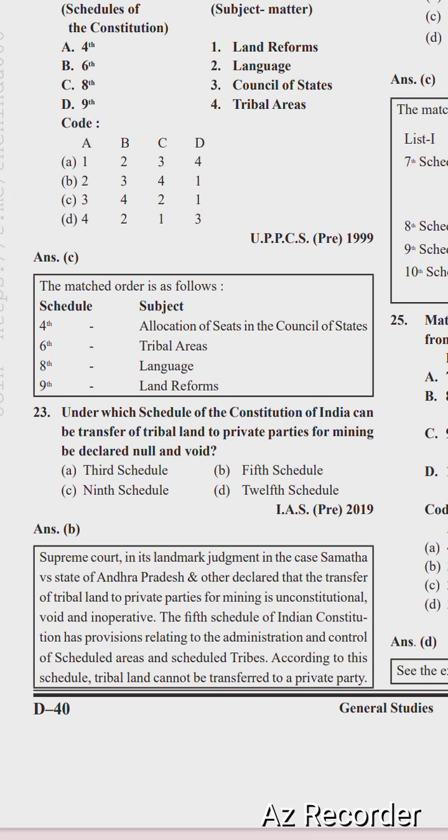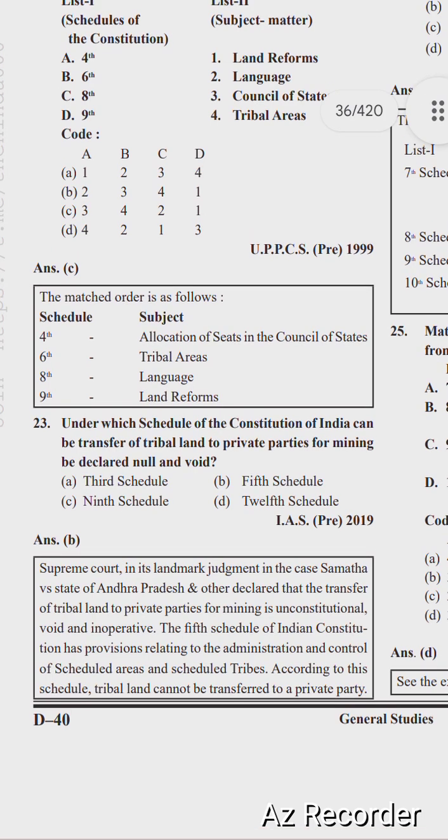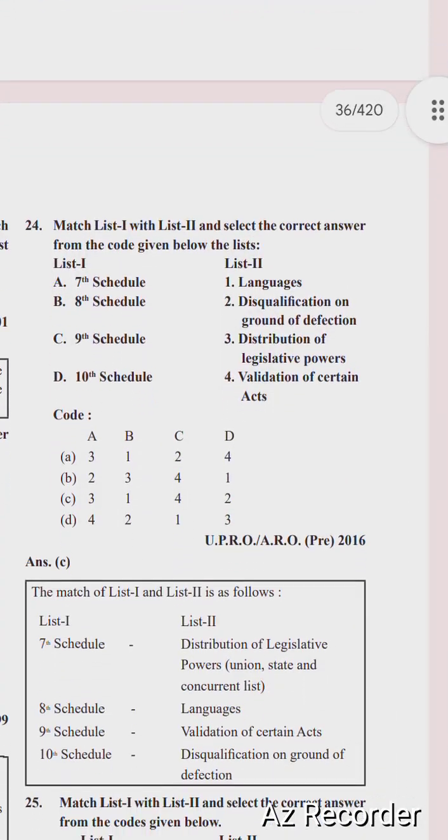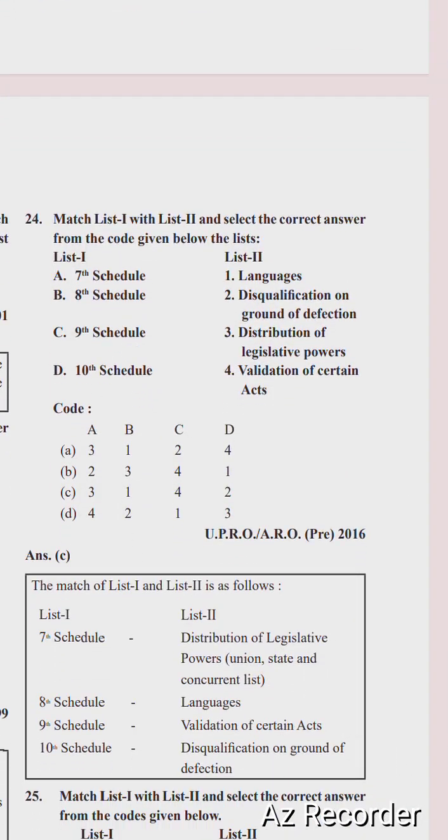The Supreme Court, in its landmark judgment in the case of Samatha vs State of Andhra Pradesh and others, declared that the transfer of tribal land to private parties for mining is unconstitutional, void, and inoperative. The 5th schedule of the Indian Constitution has provisions relating to the administration and control of scheduled areas and scheduled tribes. According to this, scheduled tribal land cannot be transferred to private parties.